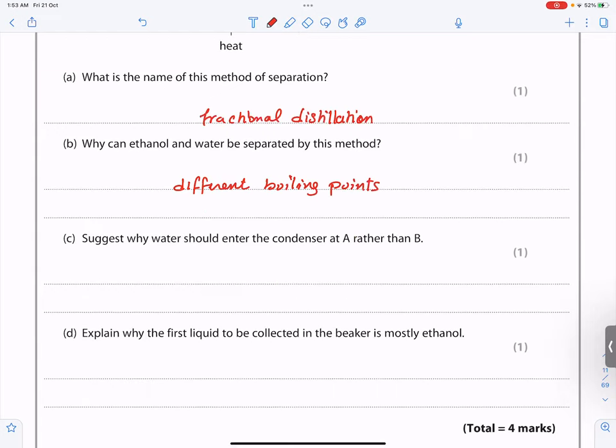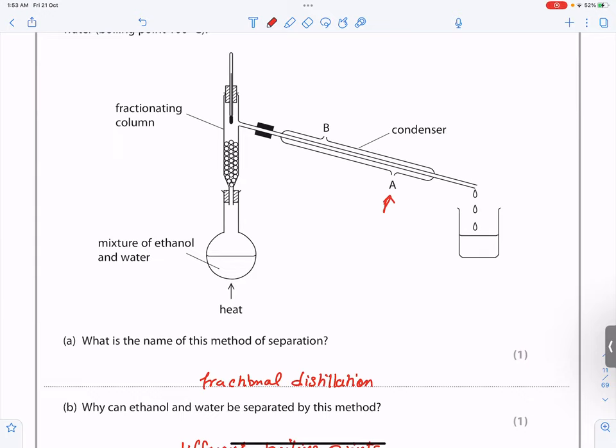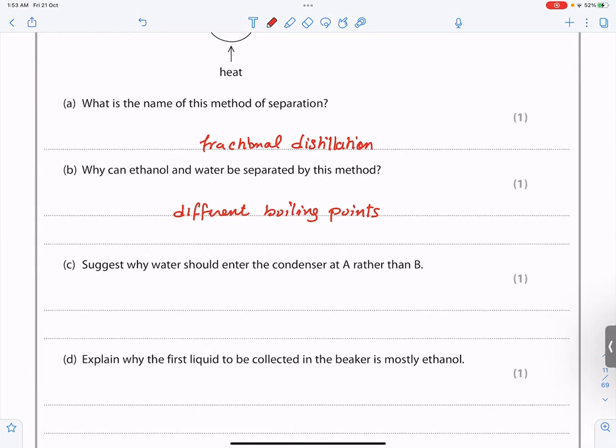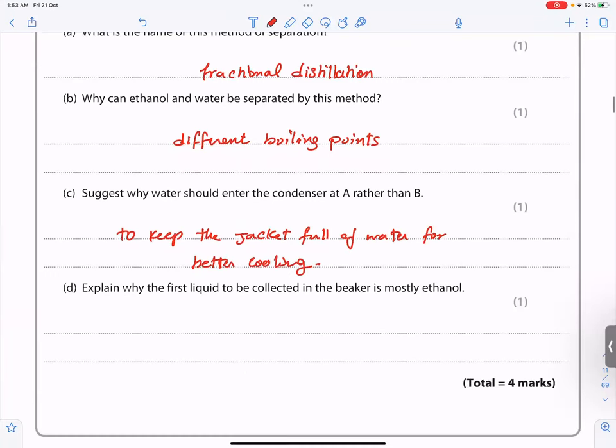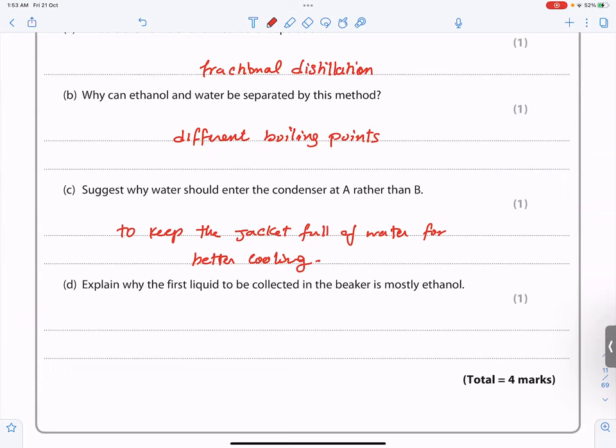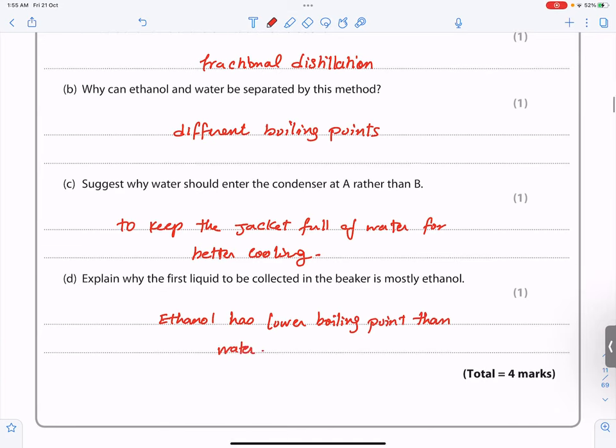Suggest why water should enter the condenser at A rather than B. قلنا عشان دايما to keep the jacket full of water for better cooling. Question D, explain why the first liquid to be collected in the beaker is mostly ethanol. عشان الethanol عنده lower boiling point than water, يعني هو الفولاتيل أكتر. Ethanol has lower boiling point than water. ممكن نكتب عشان الإيثانول is more volatile than the water.